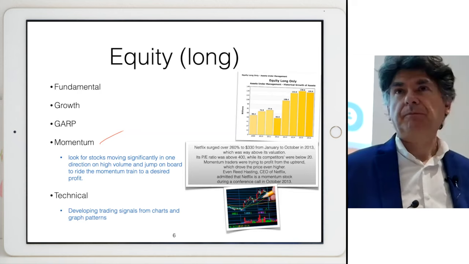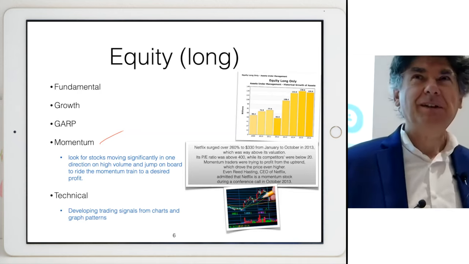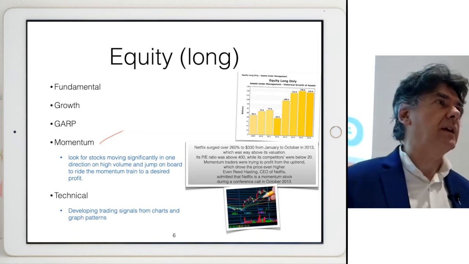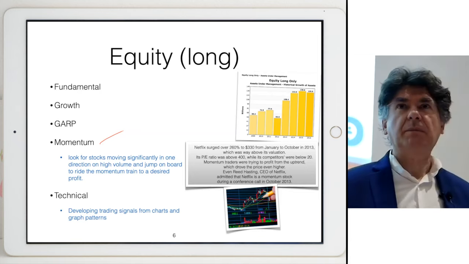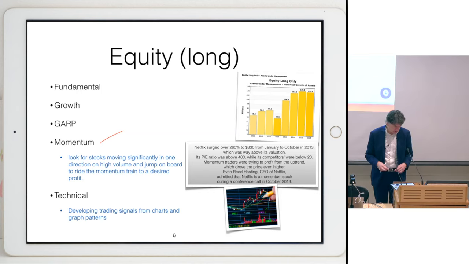is GameStop. That was a very quick momentum. It lasted, what, a week? And the reversal was very fast. It lasted about a day and it was over. But that's an example of a momentum trade that investors pursue.